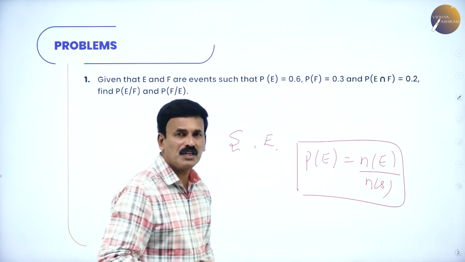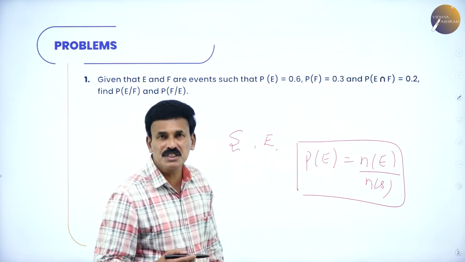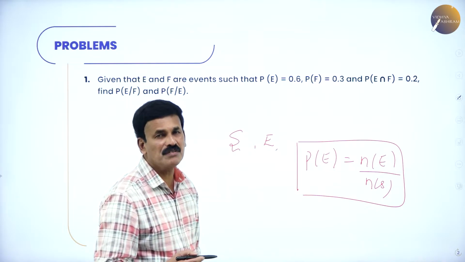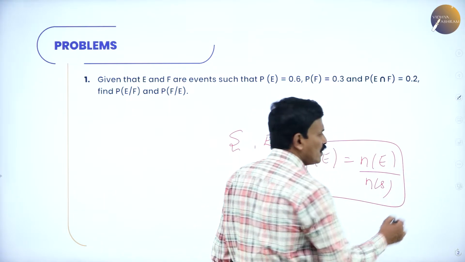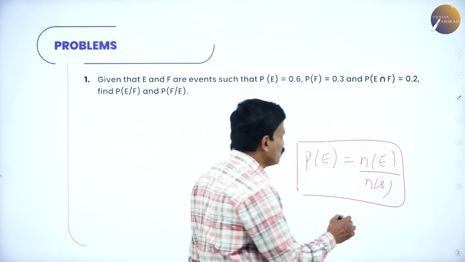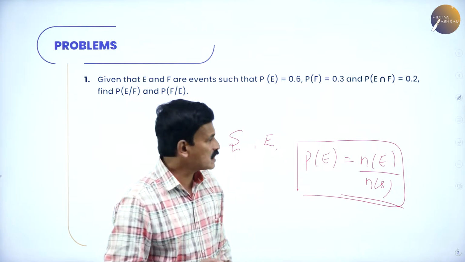What is this N of E by N of S? N of E means the number of events favorable to E, divided by the total number of possible events. Number of events favorable to E divided by the total number of outcomes is called the probability. Now let us come to this problem.